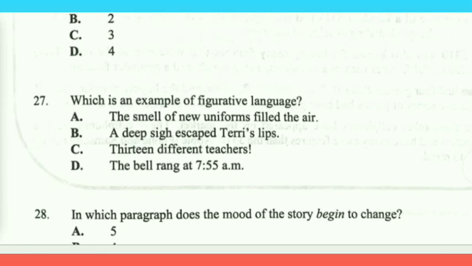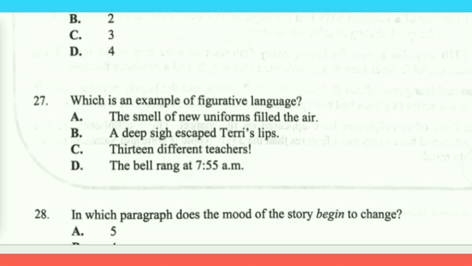27. Which is an example of figurative language? A says the smell of new uniforms filled the air. B, a deep sigh escaped Terry's lips. C, 13 different teachers. D, the bell rang at 7:55 a.m.